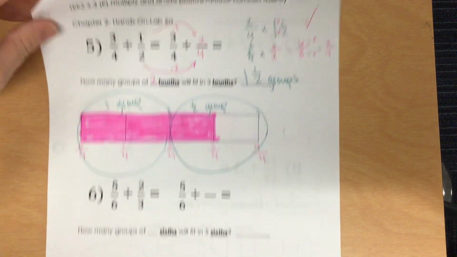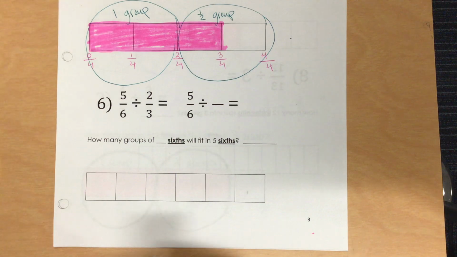Okay. For homework bonus points, try number 6. See if you can try it on your own, and we will check it in class tomorrow. Make sure you bring this template with you, and I will see you then.